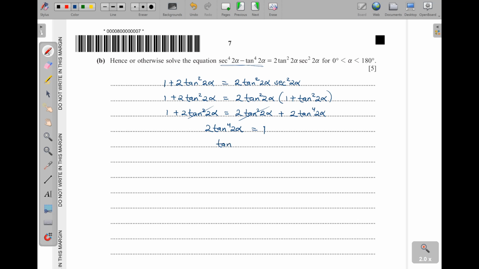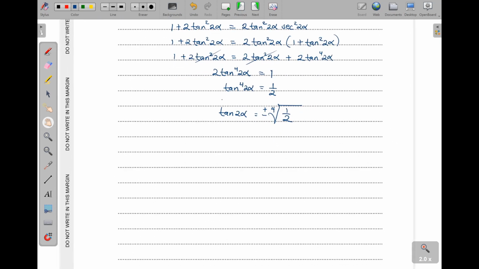Then I can divide all through by 2. I get a half. And then I can now take the fourth root. So tan of 2 alpha is going to be now the fourth root. And this is an even power, so we have to put plus or minus 1 over 2. Okay? The fourth root. Let me put the 4 here. Okay. Then we split this into 2. Our tan 2 alpha is going to be equal to the positive, the fourth root of a half. And also tan 2 alpha is going to be the negative, the fourth root of 1 over 2.